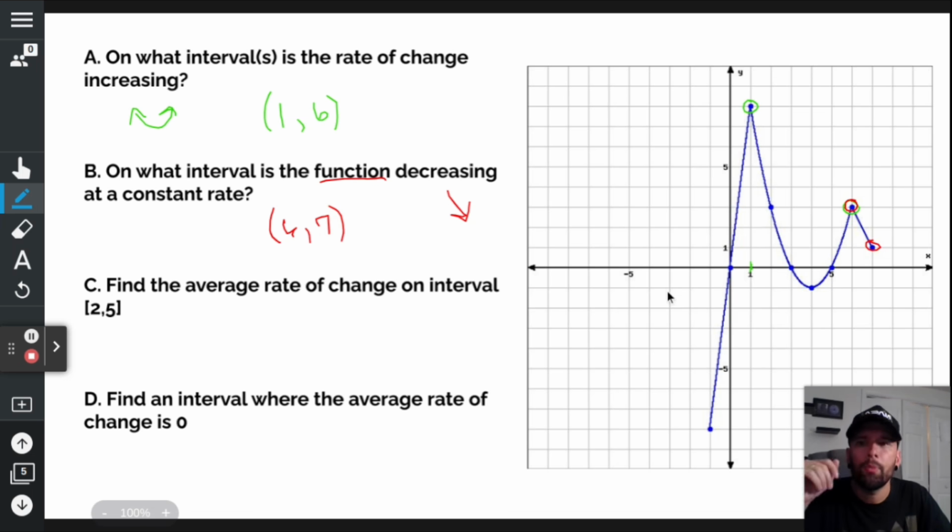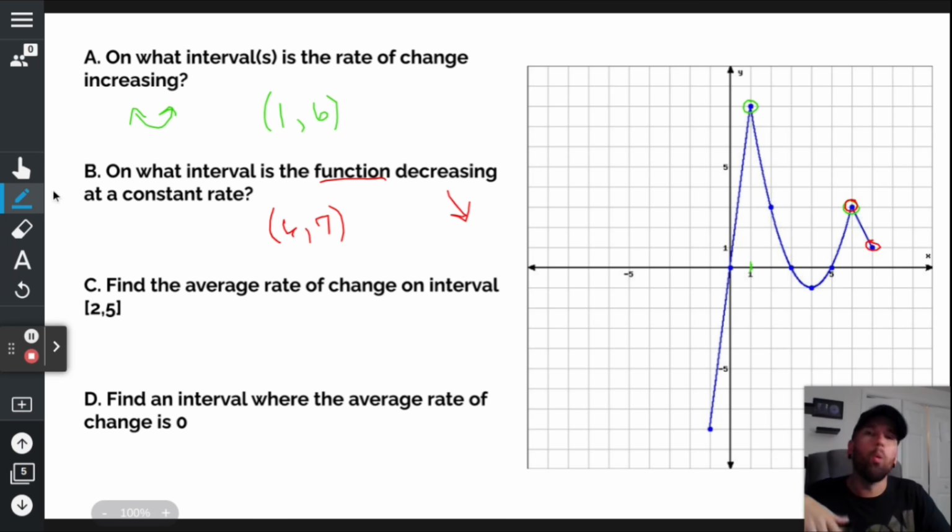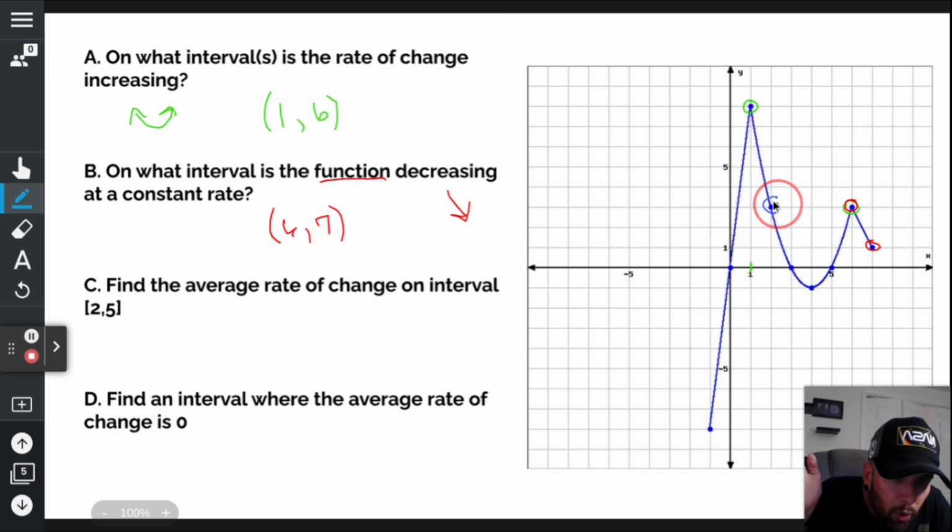Okay? Find the average rate of change on the interval 2, 5. Now, in the second slide, when we talked about the average rate of change, we wrote out a formula. We're not going to write out a formula here. What we're going to do is find the interval 2, so that gives us that point right there, and we're going to find the interval 5, which gives us that point right there. Okay, now the average rate of change is the same thing as slope. So the average rate of change is going to be the slope connecting those two dots if I knew how to draw a straight line.